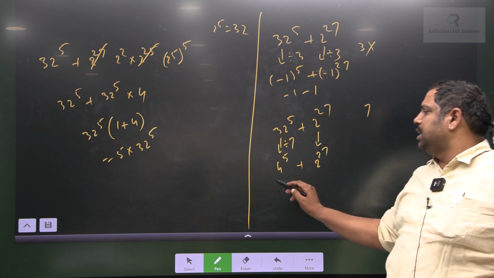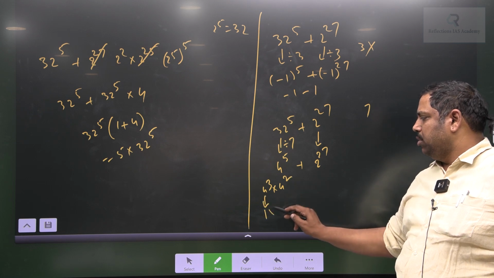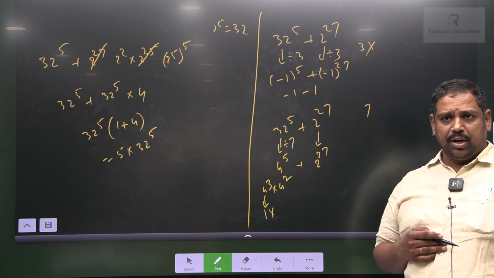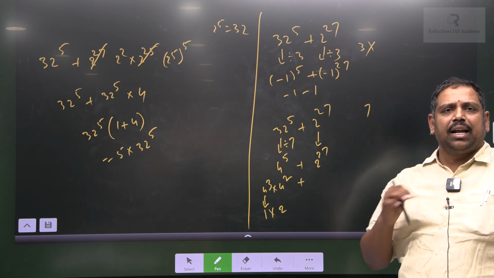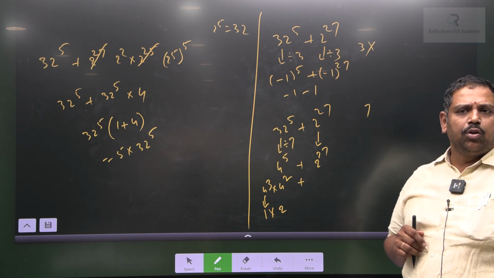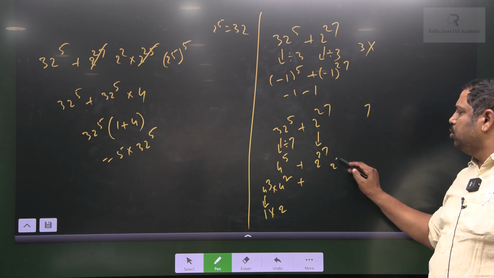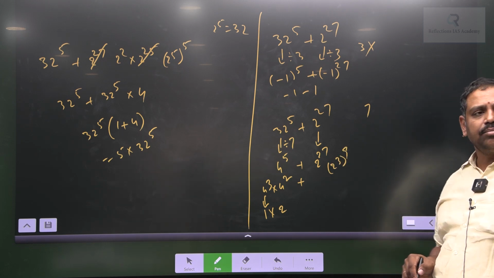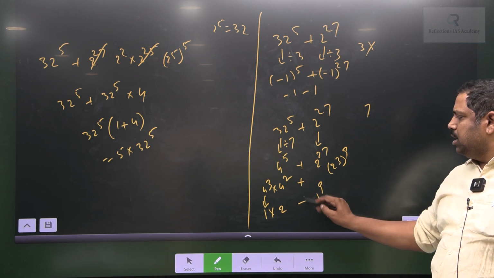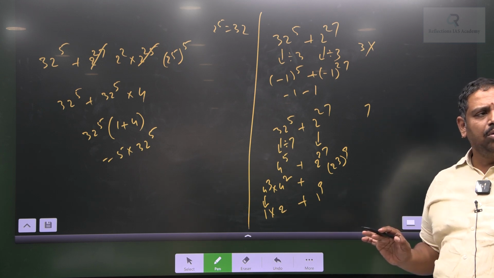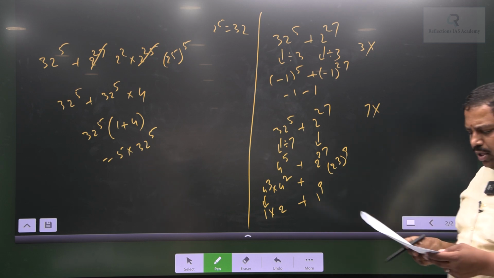Now, you can write this as 4 cube into 4 square. 4 cube means you are getting a remainder of 1. 4 square means 16, right? When you divide with 7, the remainder is 2. Plus. Now 2 power 27. 2 cube is 8. When you divide with 7, the remainder is 1. This you can write as 2 cube whole power 9. 2 cube is 8. 8 means the remainder is how much? 1 power 9. If you add it, are you getting 0? No. Means it is divisible by 7 or not divisible? Not divisible. Okay. Right. Go to the next one.